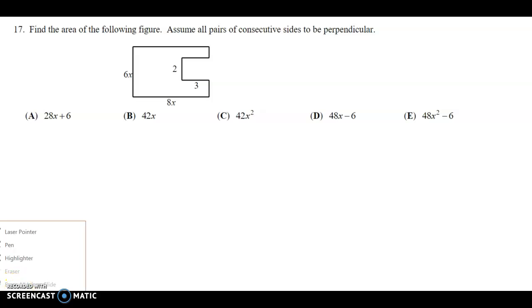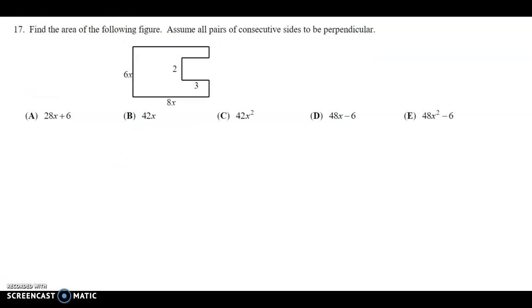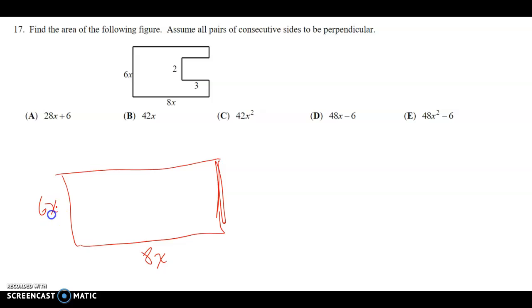In number 17, we have an area that we need to find. We could see, similar to the previous problem that we did with an area, that we have a larger area minus a smaller area. Okay, here's my pen. So we have a larger rectangle, which has length 8x and width 6x, and we're going to be subtracting the area of the smaller rectangle.